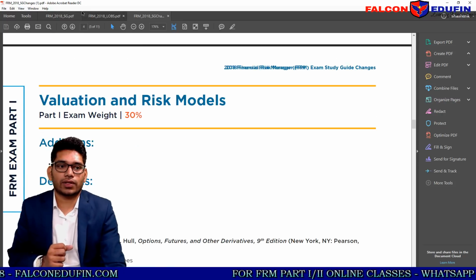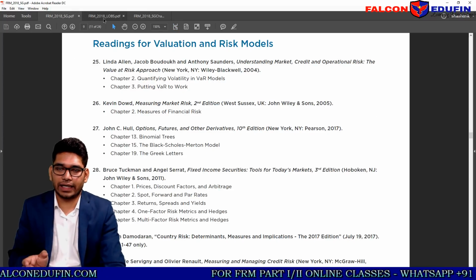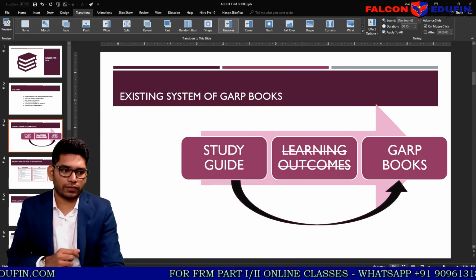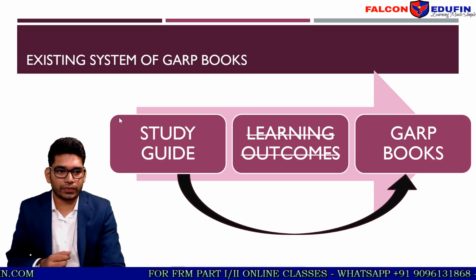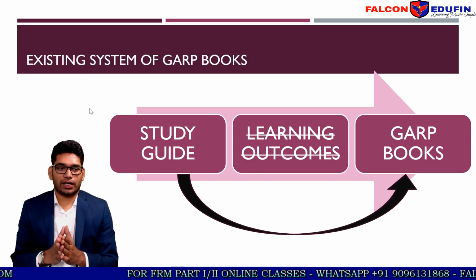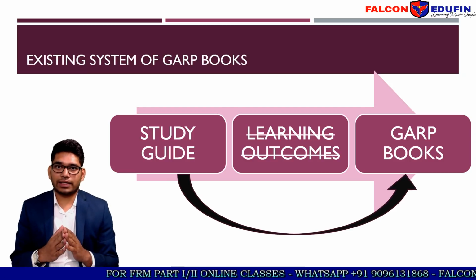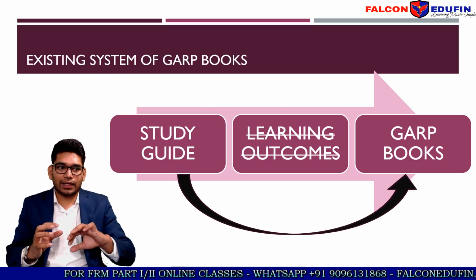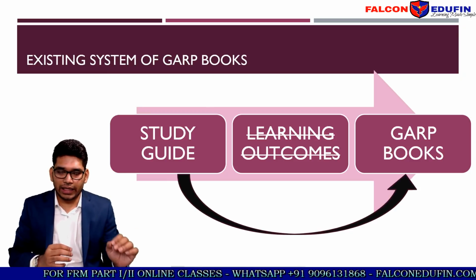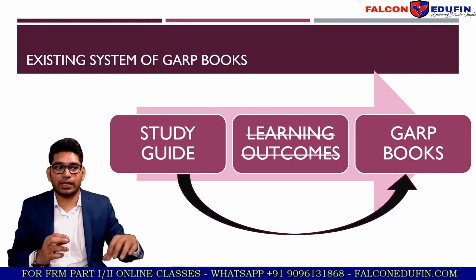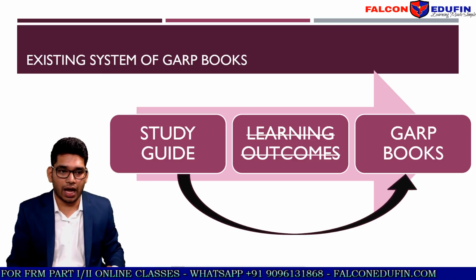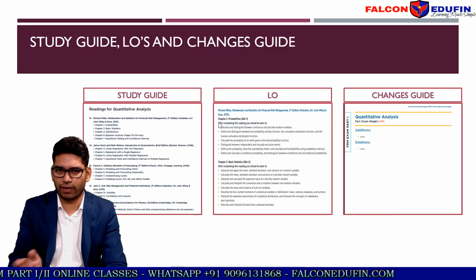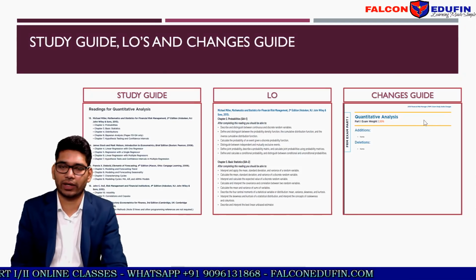Okay, so this is the basic idea of study guide changes and learning objectives. Let's move to our original discussion, the existing system of GARP. Now you will be able to understand what the existing system of GARP is. GARP is using this study guide. GARP is not using the learning outcomes, and GARP is directly publishing the book, that is the GARP book. This is the system which we have already discussed: the study guide, the LOs and the changes guide.